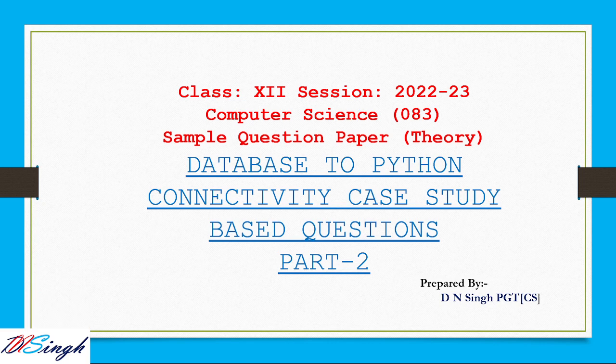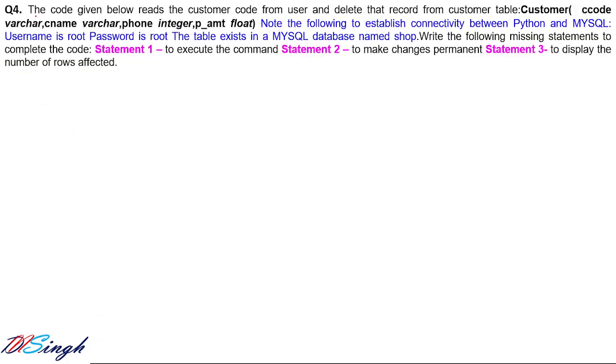Let me select the pen and move ahead to the first question, where the code given below reads the customer code from the user and deletes the records from the customer table. In the previous part of the video, we have seen select query, insert query, and also seen how to fetch the record and print those in a Python program from MySQL. So there is data about customers which has the customer code, customer name, phone number and amount.